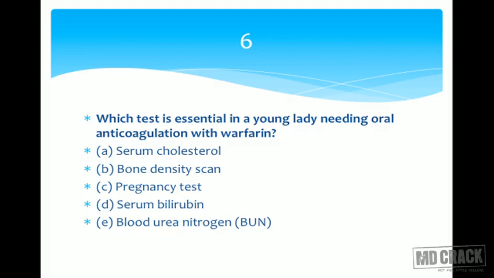Then bone density scan. Again, you're going inside the body and having a look at your bones. Next, you go to serum bilirubin. Again, you take out something, find out what is bilirubin. Blood urea nitrogen. Same, you're finding out what is the blood urea nitrogen. And look at pregnancy test. Don't you feel it's a totally different kind of investigation? It's investigating something else. And this way also, probably you can come to the answer.